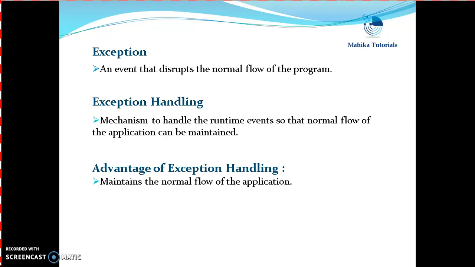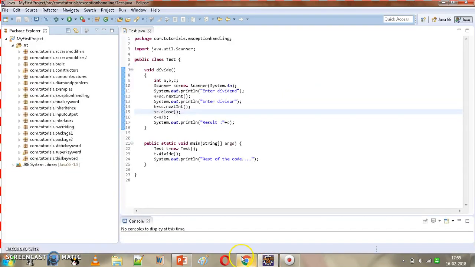Now, before going into more details of exception and how to handle exceptions, let us move to Eclipse first and see an example of what an exception is and how it is causing the abnormal termination of our code. Here we have a code in which we have a divide method which will perform the division. It will read two numbers from the user, perform the division and display the result back to us. In main method, we are simply calling this divide method. So let's execute this code and see the output.